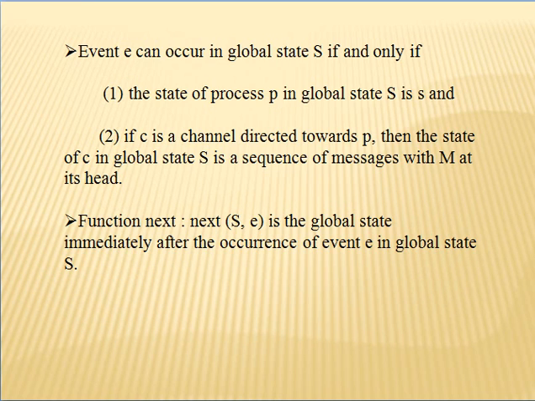There are two properties: E can occur in global state S if and only if the state of process P in global state S is S, and if C is a channel directed towards P.